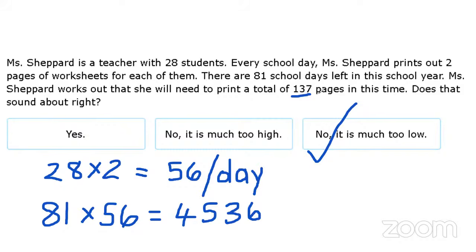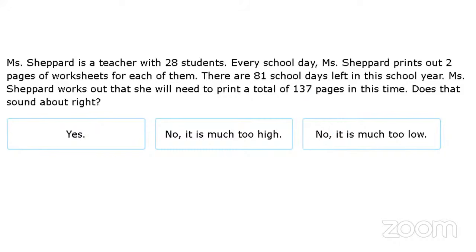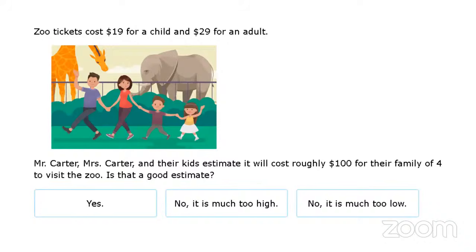All right. So now let's go to our next question. And this is lovely because we need to learn how to estimate. Very good. Our next question is this. Zoo tickets cost $19 for a child and $29 for an adult. Mr. Carter, Mrs. Carter, and their kids estimate it will cost roughly $100 for the family of 4 to visit the zoo. Is that a good estimate? Yes? No, it is much too high. No, it is much too low.